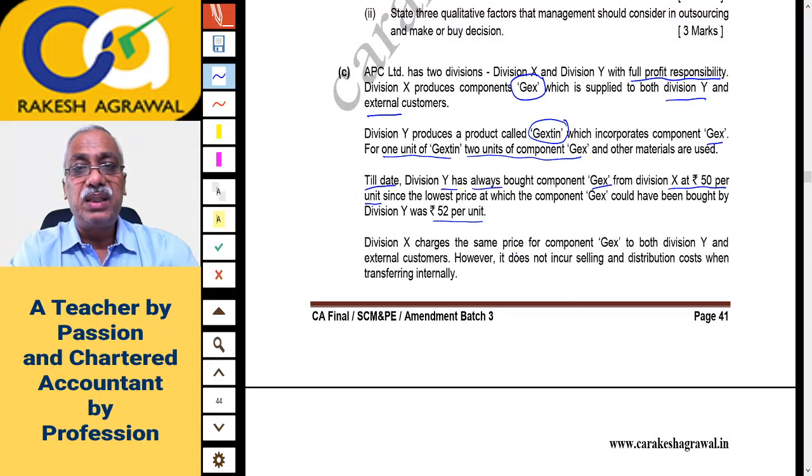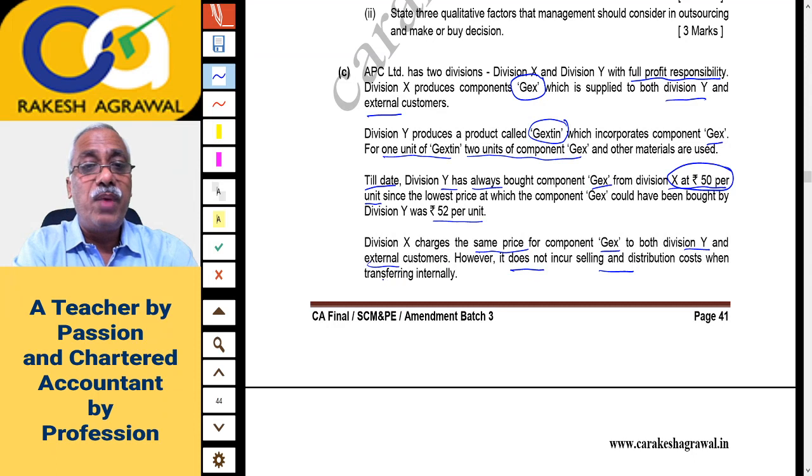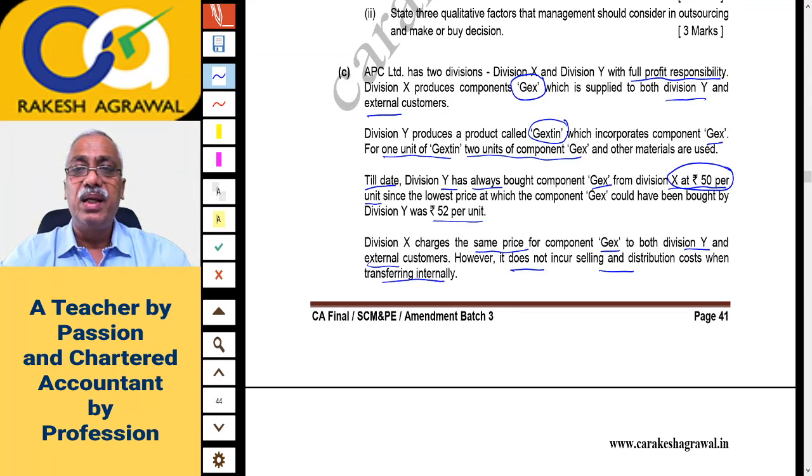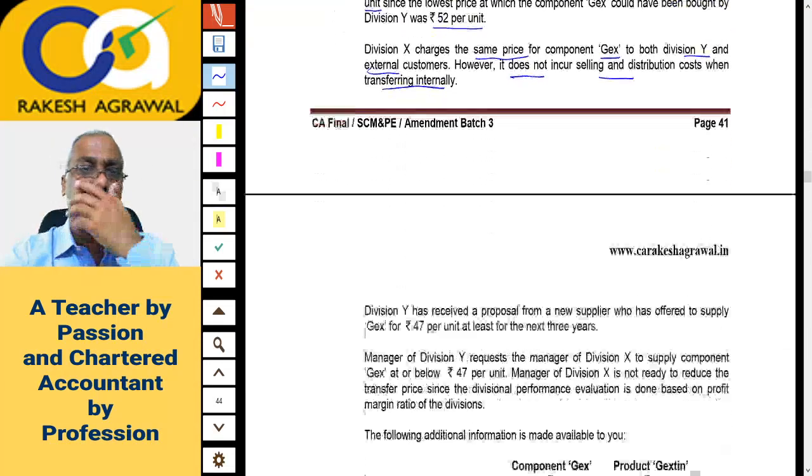Now division X charges the same price for component JEX to both division Y and external customers. It means division X is selling this component JEX to division Y and to external customers also. At what price? At 50 rupees per unit. However, it doesn't incur selling and distribution cost when transferring internally. Naturally, for internal transfer, you don't have to incur the selling and distribution cost. So it doesn't incur the selling and distribution cost on internal transfer.